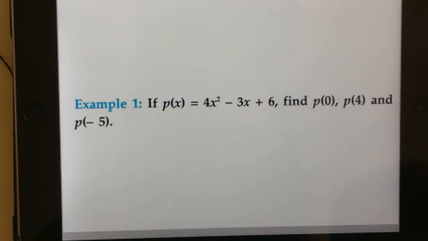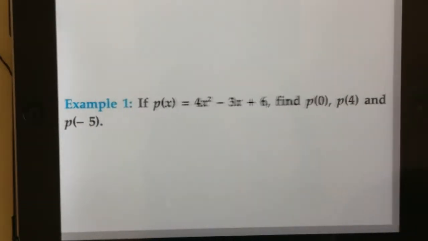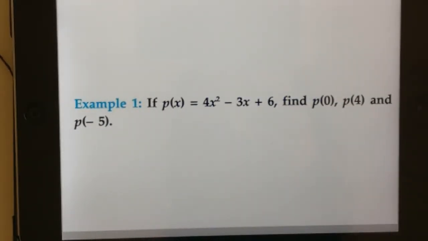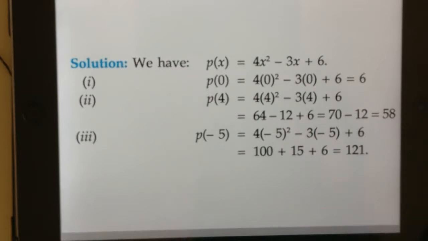52, 52 plus 6, 58. Is it 58? Yes. What about p of -5? 4 into (-5) square. (-5) square is 25, 25 into 4 is 100. Then -3 into -5 is plus 15, 115, plus 6, plus 121. Plus 121 is the correct answer.